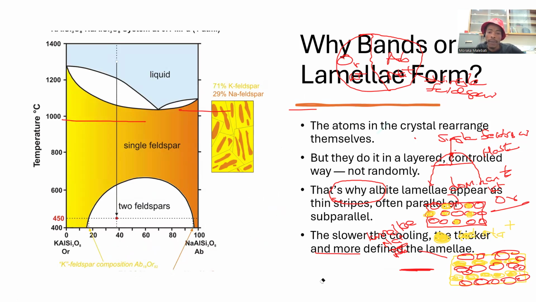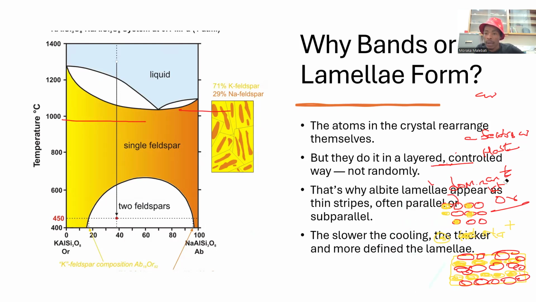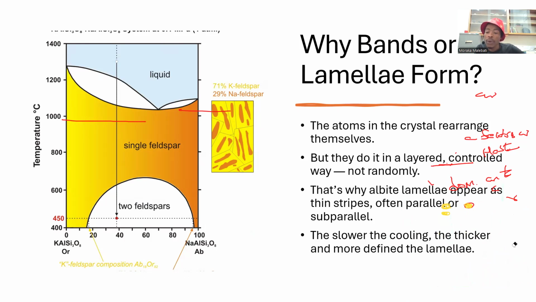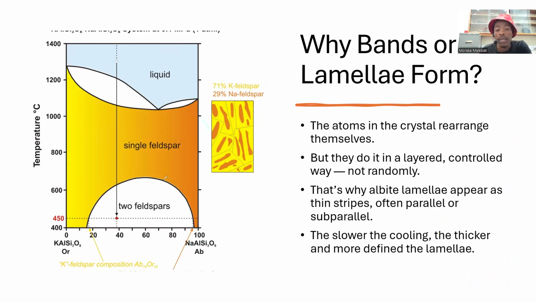So let's see what's going on here. You first have to consider the side from which you are starting. If you are starting towards the orthoclase, it means the host will be orthoclase, and the albite will be the lamellae. But if you're starting on the right-hand side, where you have albite, then your albite will be the host, and the orthoclase will be the lamellae. I hope you get the gist.